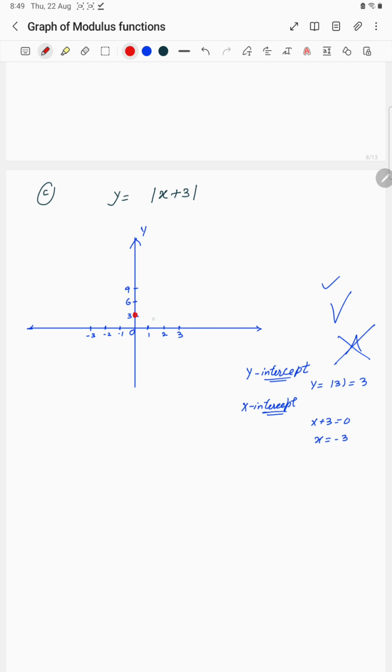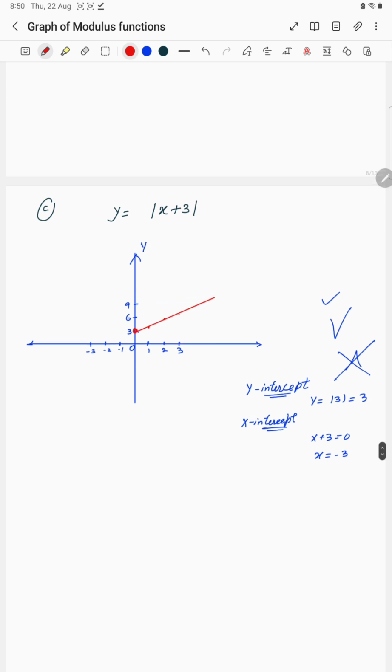Okay, and then for 1 it will be 4, so it will be here. For 2 it will be what, 2 plus 3, 5, so it will be here. And for 3 it will be 6, it will be here. So it means the shape will be like this. Sorry, this one, the best choice. You know this one is right.